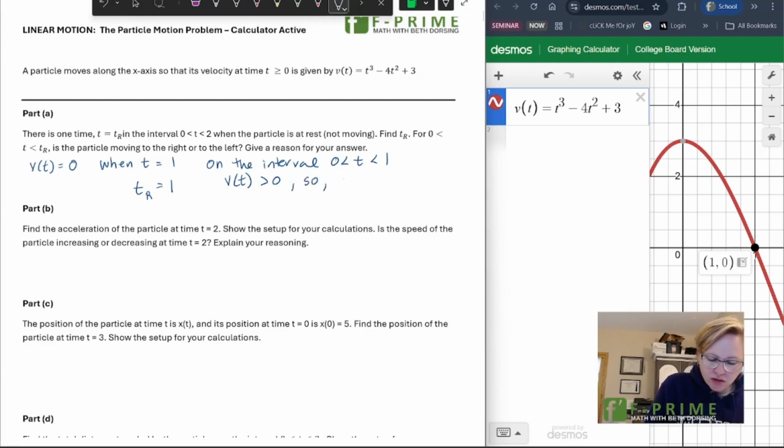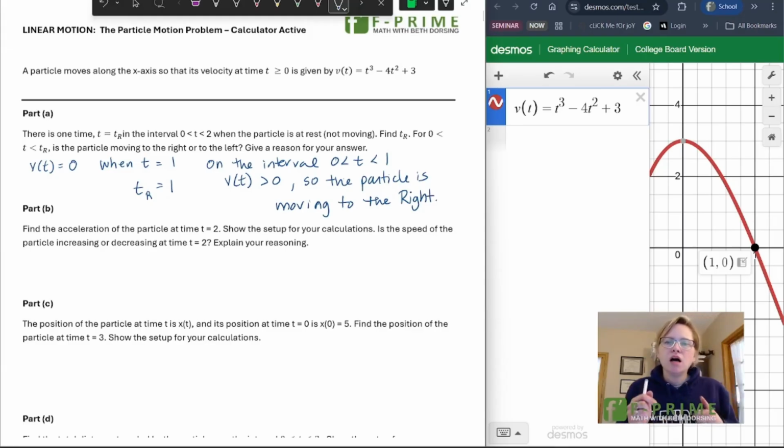So the particle is moving to the right. So good concepts to review. Generally, positive velocity is right or forward. Negative velocity is going to be left or backwards. So those conventions are just generally widely accepted, and that's kind of how we know what direction we're moving.